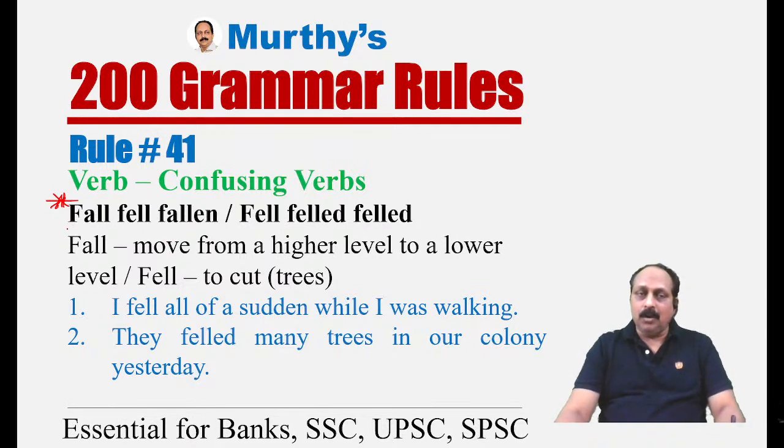Fall, fell, fallen. We all know this irregular verb. Fell, fell, fell. This is very important. Under pressure, not easy to spot the error. Fall means what? Move from a higher level to a lower level. Fell, the second one, which is very important. Fall, fell, fallen, the past form. But there is a separate verb. Fell, felled, felled. The first is an irregular verb. This is a regular verb. As a regular verb, it is important from the exam point of view. What does it mean? To cut. Usually cut what? Trees. I fell all of a sudden while I was walking.